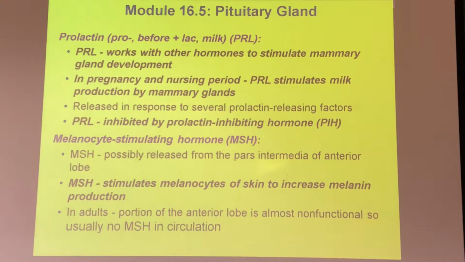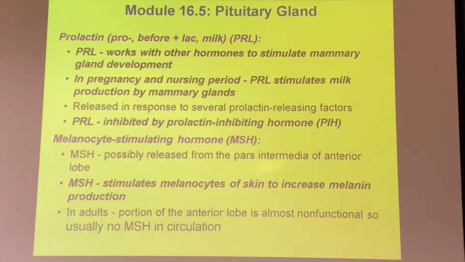Then we have PRL, which is called prolactin. Prolactin means pro means before, lactin means basically coming from milk ejection. So they work with other hormones to stimulate mammary gland development. During pregnancy and nursing time, this stimulates milk production by mammary glands.